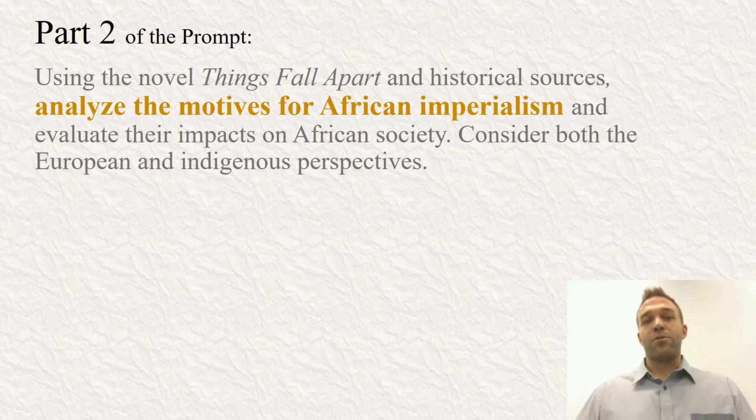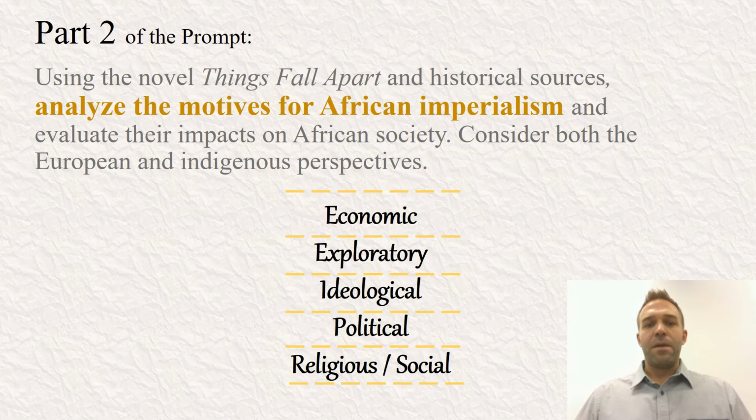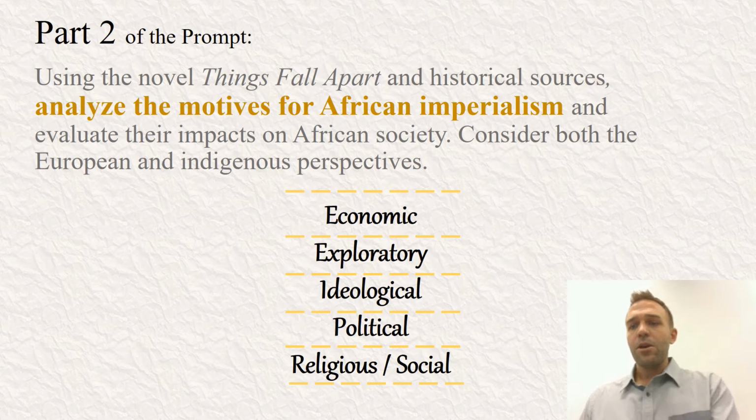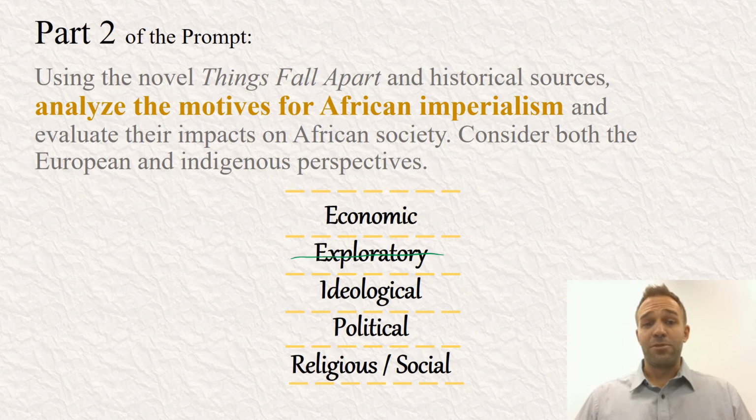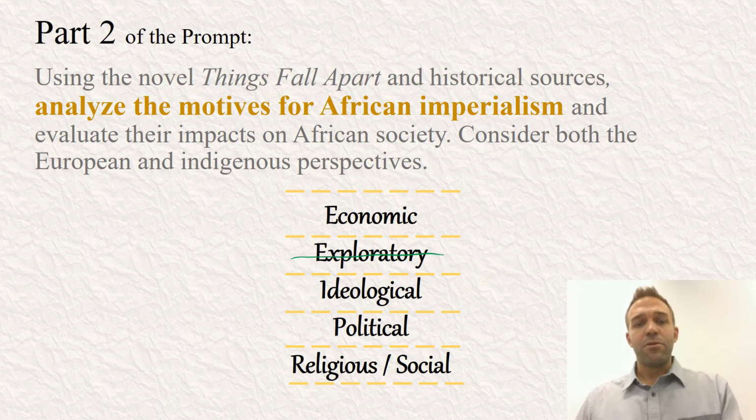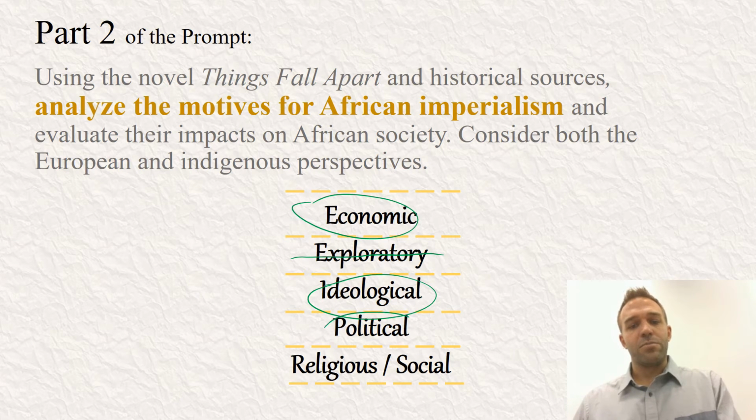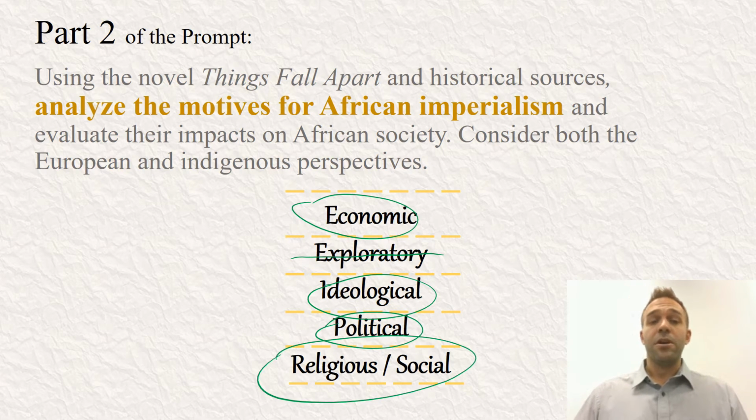Part 2 of the prompt requires you to analyze the motives of African imperialism. Now, you should remember these motives: economic, exploratory, ideological, political, religious, and social. You're not going to see a lot of exploratory motives in this prompt or really in the documents, so I wouldn't worry too much about that one. These other ones, though, economic, ideological, political, religious, and social, they're all over the place. You can use any of the ones you'd like. You're probably going to want to talk about a couple of them.